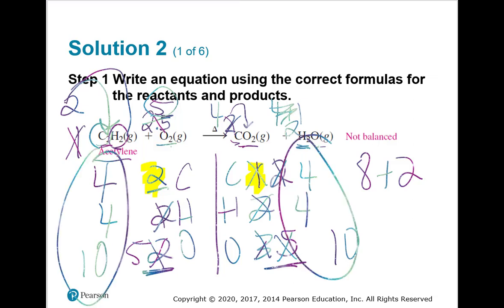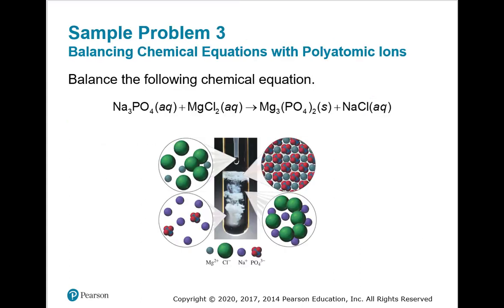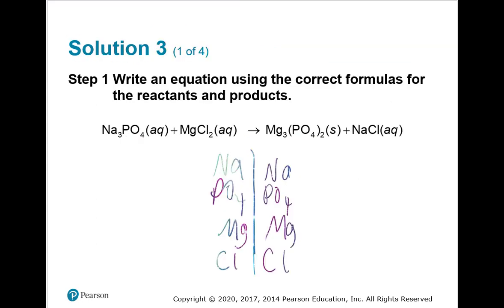Now we match. Sometimes an equation contains the same polyatomic ion in both the reactants and the products. If that's the case, we can balance the polyatomic ions as a whole group on both sides of the equation. Let's look at an example. Here I have sodium phosphate plus magnesium chloride, and it gives me magnesium phosphate and sodium chloride. So see how my PO4 and a PO4 is on the left and the right? That means I can keep PO4 as a unit together on both sides. If there's PO4, or let's say it's carbonate, or any of the polyatomic ions, if you see it on the left and the right, we can keep it together. If not, then we need to separate them into just the elements that make it up.